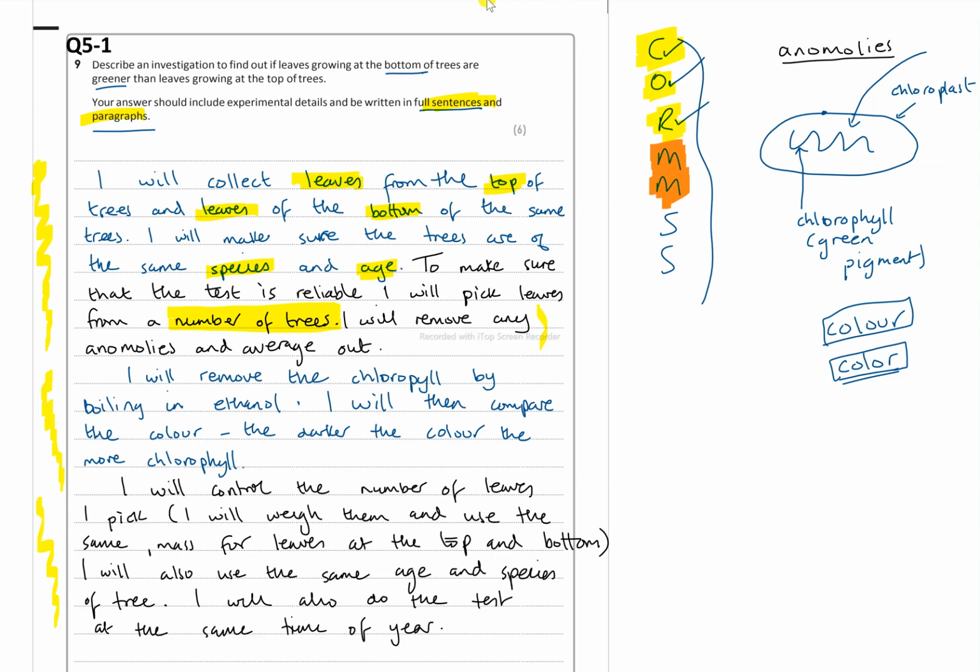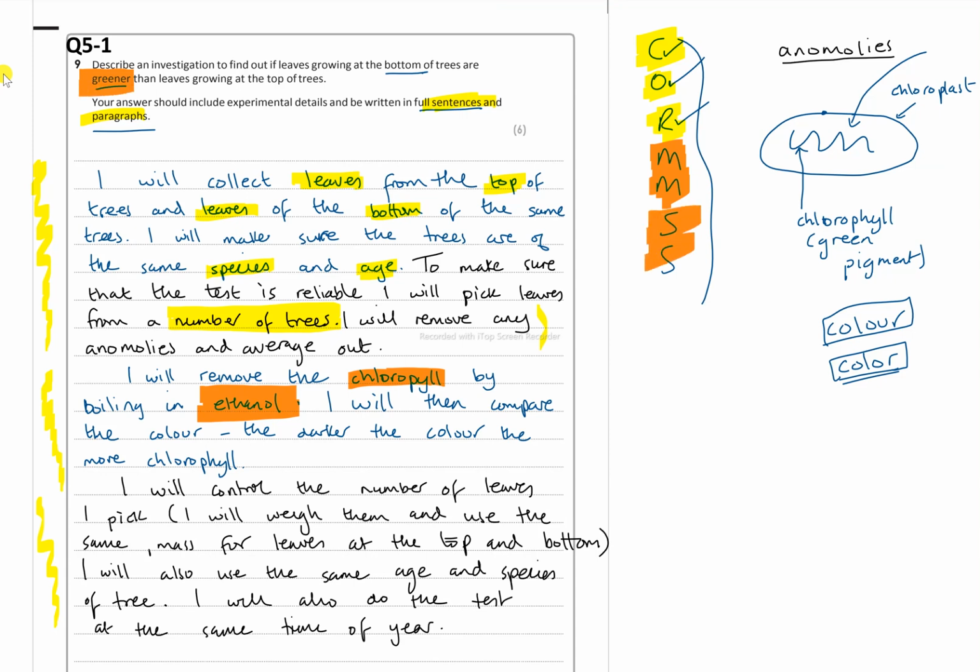I will remove the chlorophyll by boiling in ethanol. Again, this comes from that experiment that you need to know on how to measure the amount of starch, or measure the starch in a leaf. I will compare the color. The darker the color, the more chlorophyll it is. So the darker it is, the darker the leaf was, or the greener it was here.